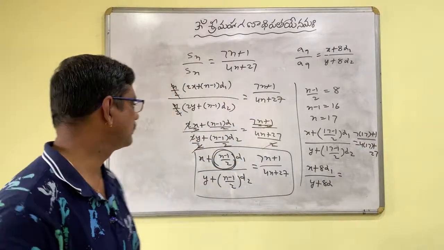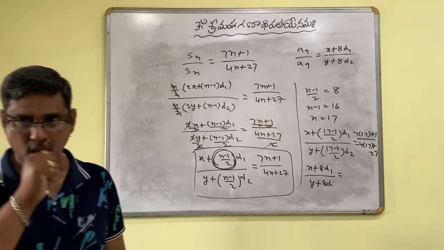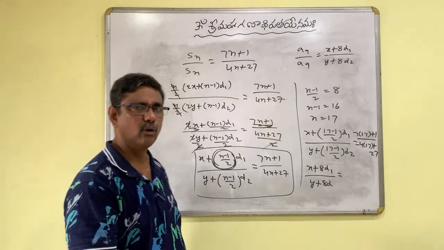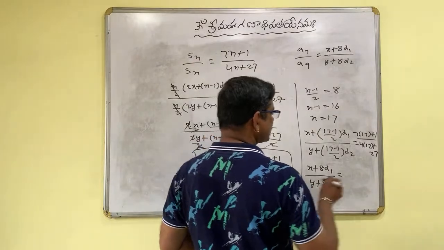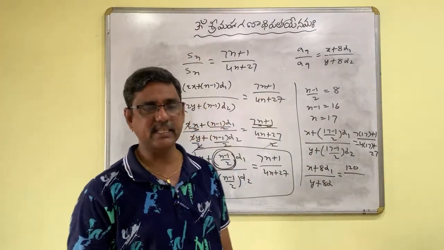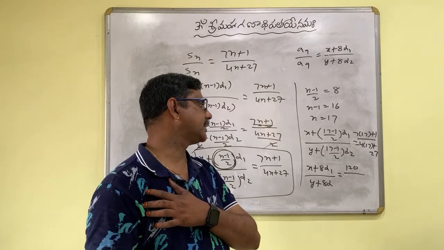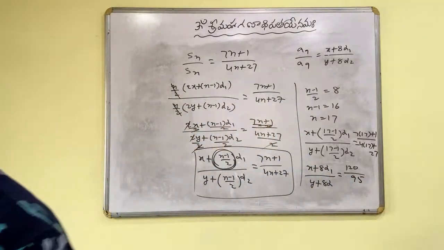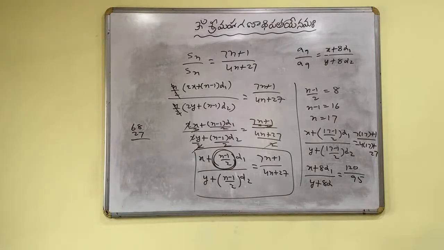17 sevens are how much? 17 sevens are 119. 119 plus 1, 120 by 4 17s are 68. 68 plus 27. 68 plus 27 is 95. Simplify that.